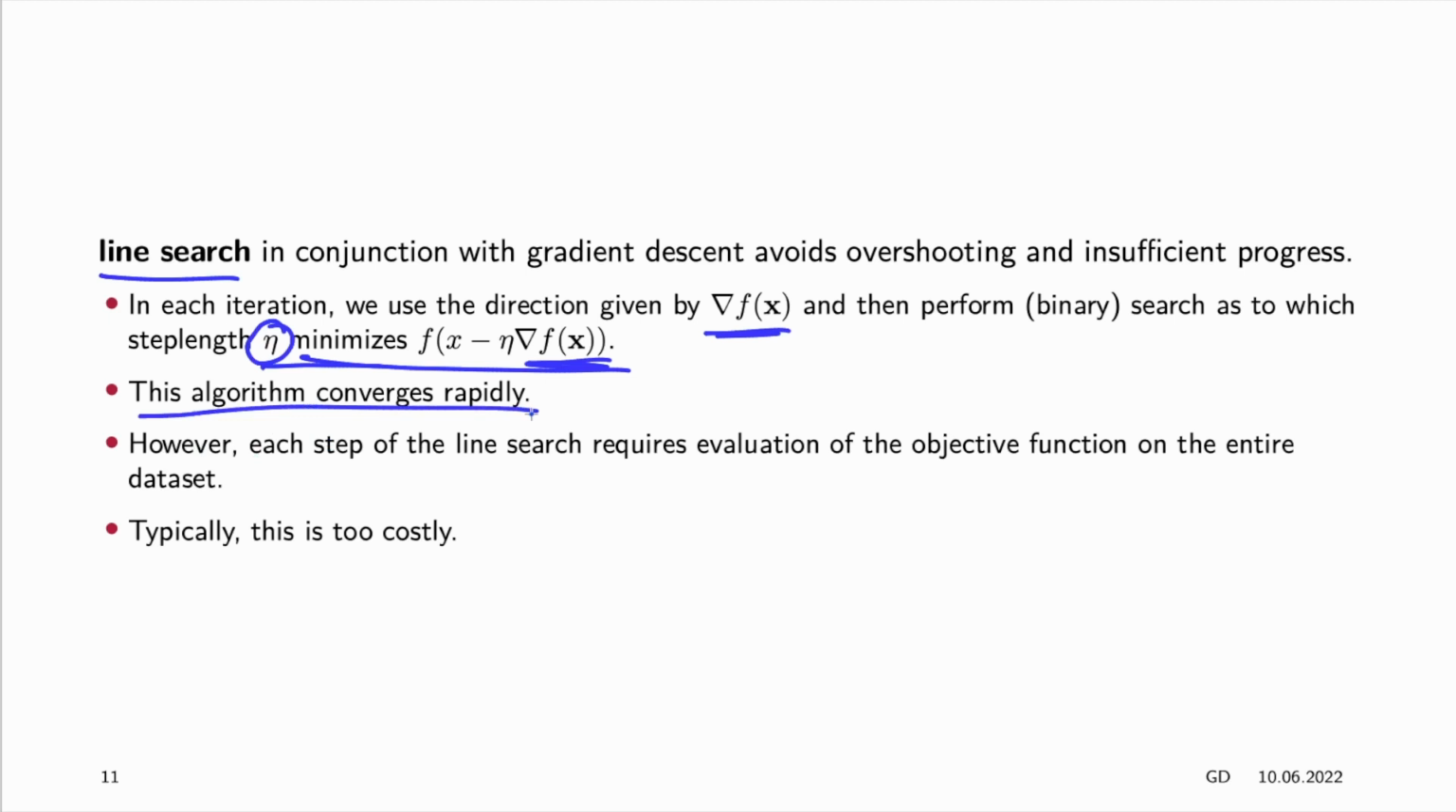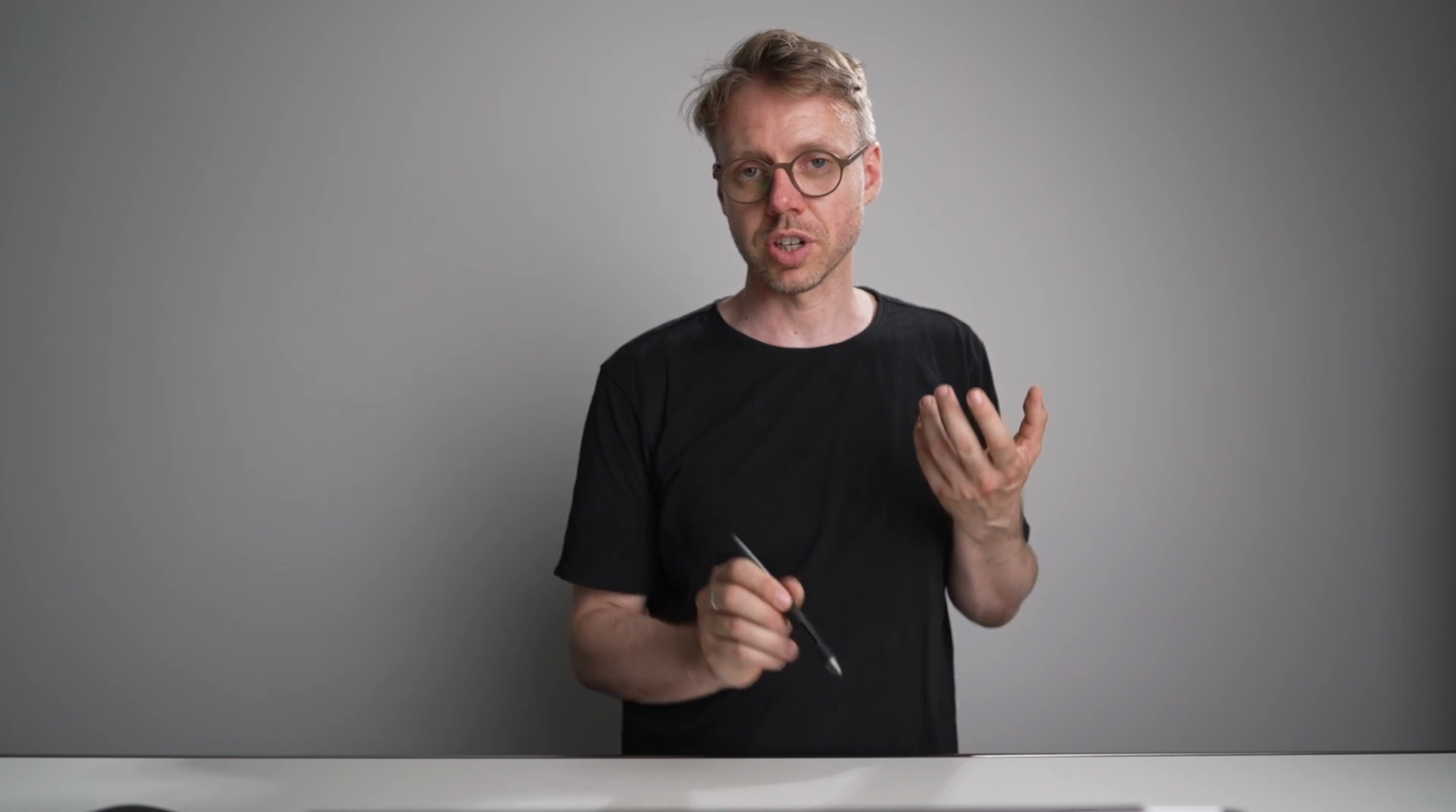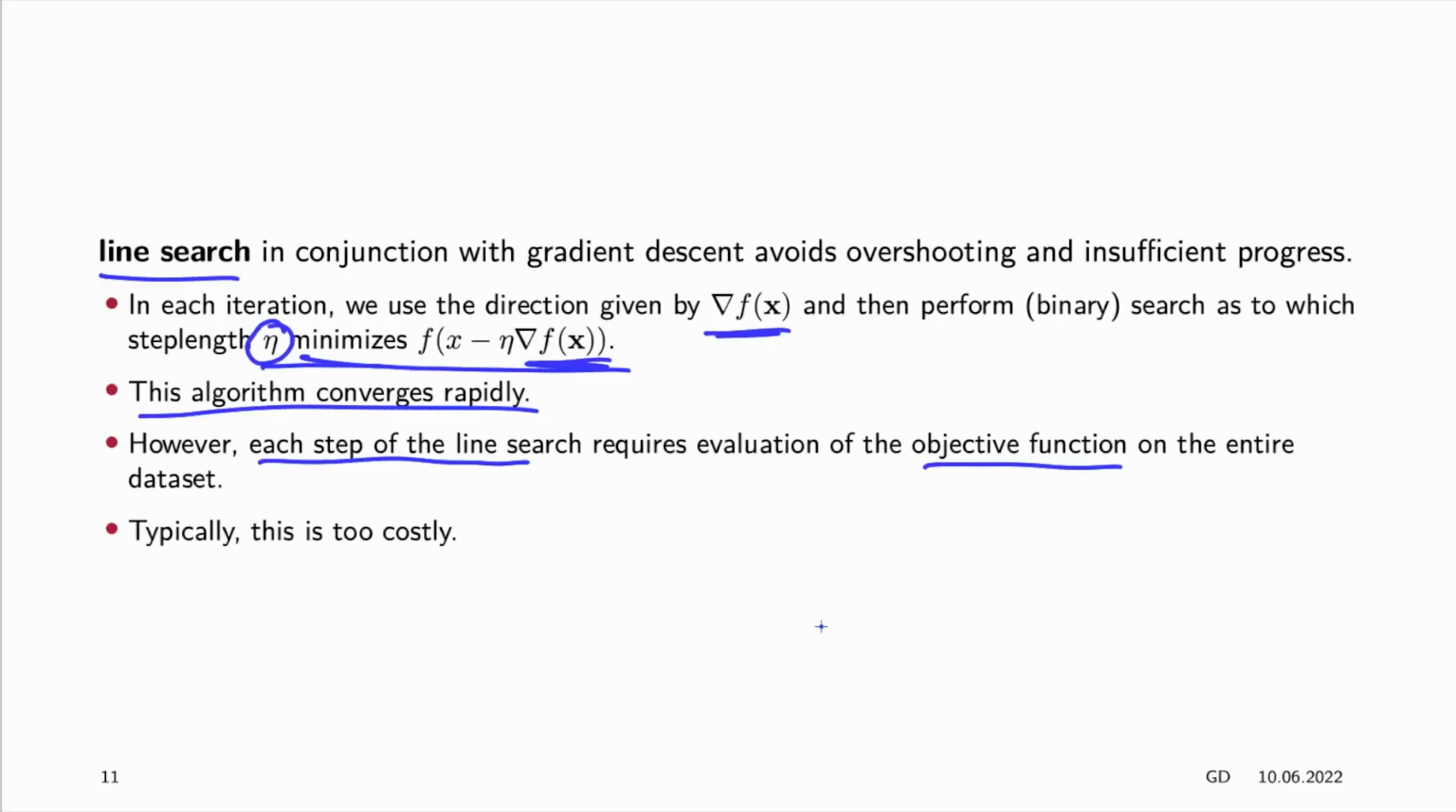However, in deep learning, each function evaluation is already about half as costly as computing the gradient. So each function evaluation is expensive, and each step of the line search requires an evaluation of the objective function on your entire data set. That's why in deep learning, it's actually not applied that much. So generally, this is a very widespread optimization technique, although it's not so much used in deep learning optimization.